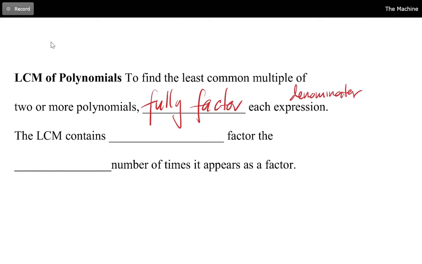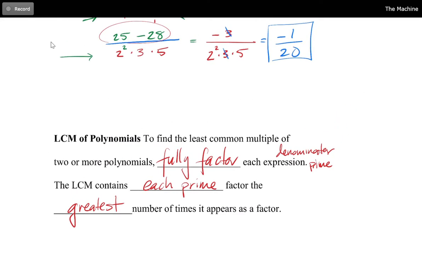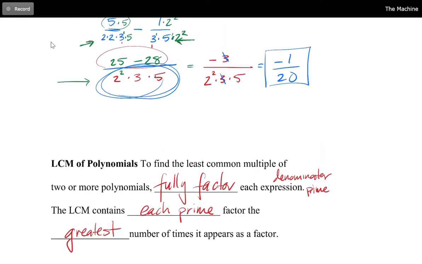And when I say fully factor, I mean we want to get it down to prime numbers. P-R-I-M-E. The least common multiple contains each prime factor and also the greatest number of times it appears as a factor. So that's what we did up here in this simple problem. We had to have all the prime factors represented. So I needed a 2 and a 3 and a 5 there, but we also had to have it to the greatest number of times it appears in the original problem, which for this one meant we had 2 squared on that one.